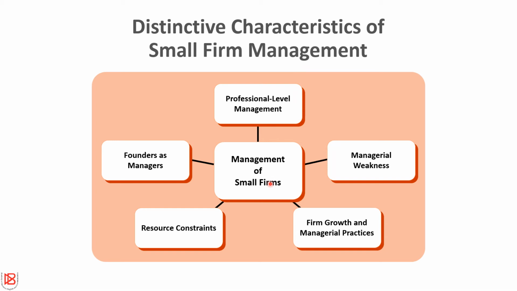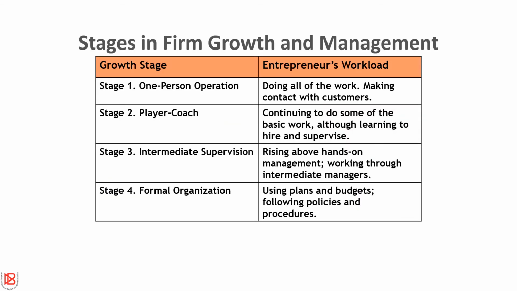If you look into it, there are basically five characteristics. You don't have a team, wherein the founder himself or herself is acting as the manager. There's a dearth of resources. There is an absence, should I say, of a viable organizational culture. So these are all the distinctive characteristics of a small firm.